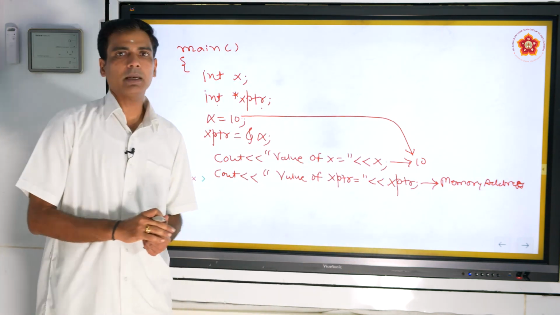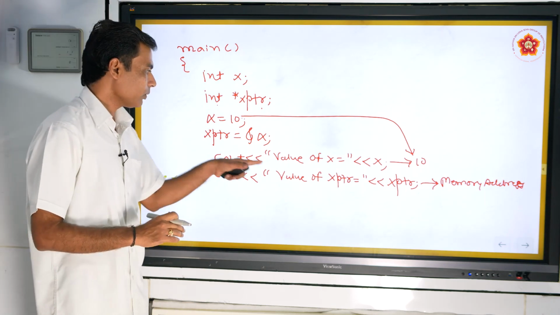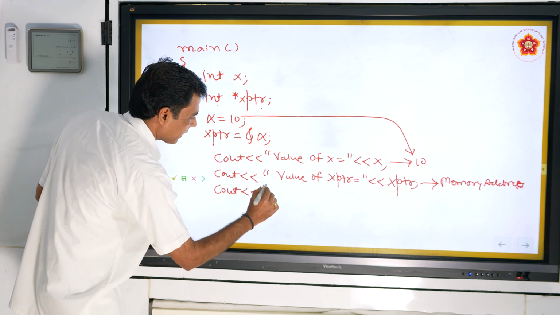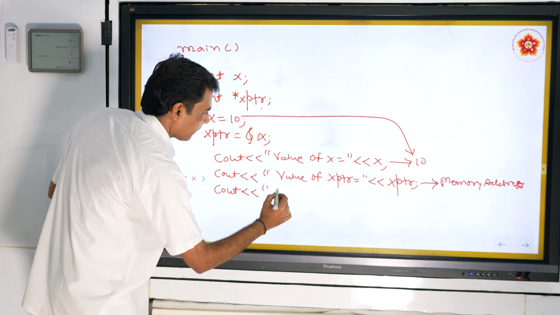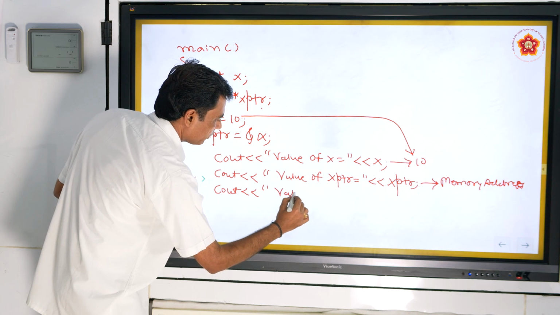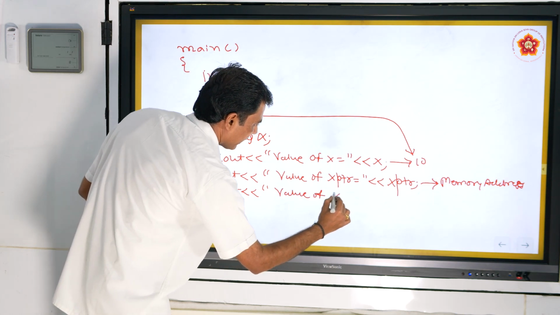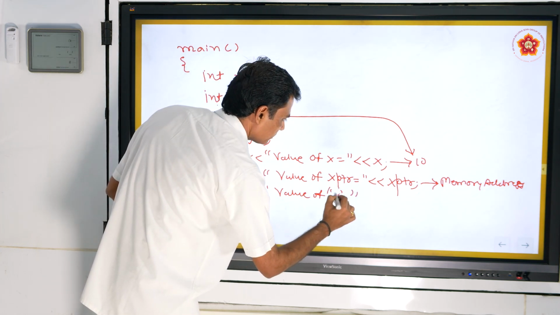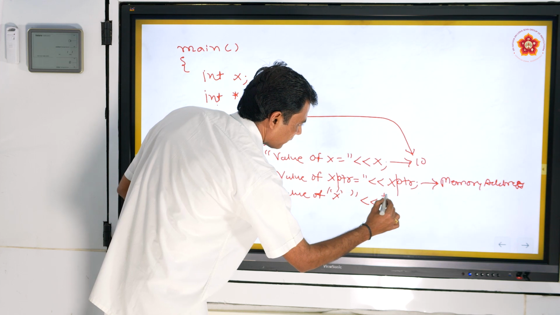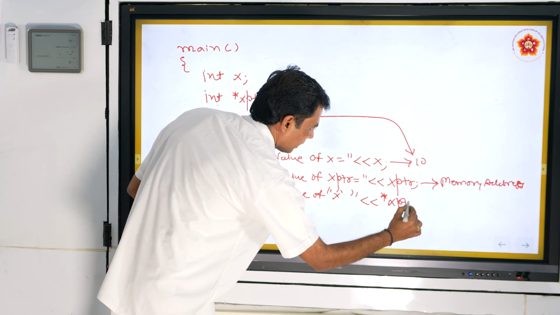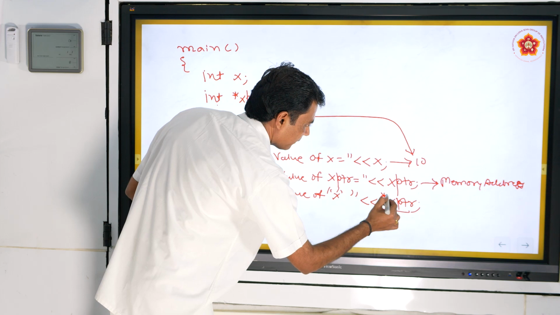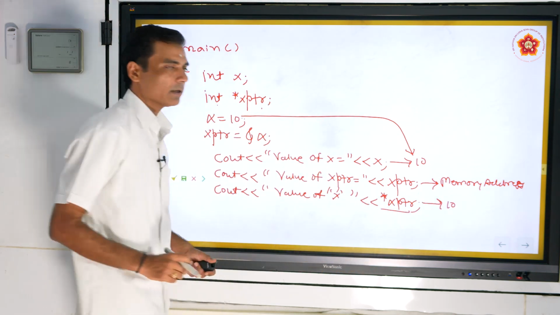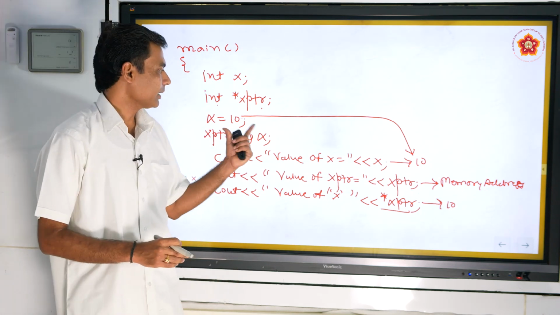It will print the memory address of the x. But one more statement I would like to show here once again, that we have discussed in the last class. Value of x by using the pointer dereferencing operator, *xptr. So this is the dereferencing operator, this will also print 10. So by using the dereferencing operator also we can print the contents of x.